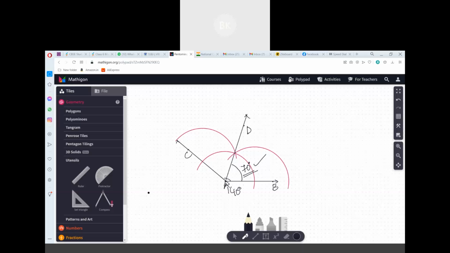Now we will mention something here. The angle BAC is 140 degree. Angle DAB is 70 degree, which is also equal to DAC.